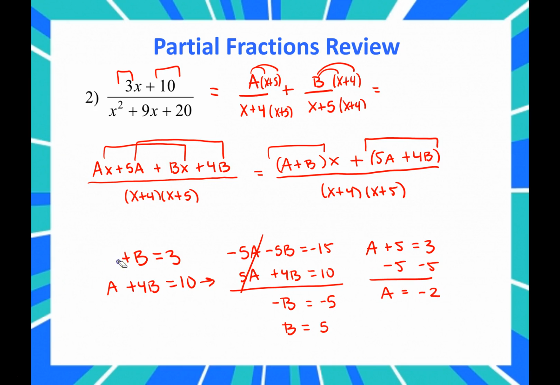So what's my final answer going to look like? Well, remember we were trying to get it as a over x plus 4. So in this case, we're going to have, instead of an a, I'm going to have -2 over x plus 4. And then I'm going to have plus my b over x plus 5. And my b in this case was 5.